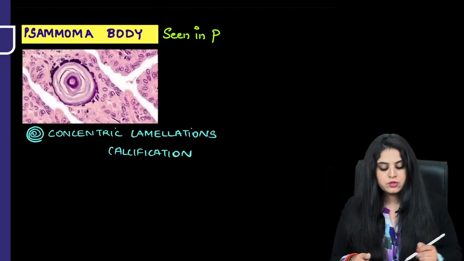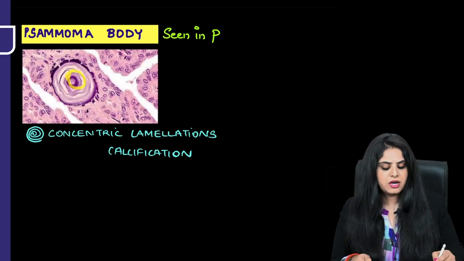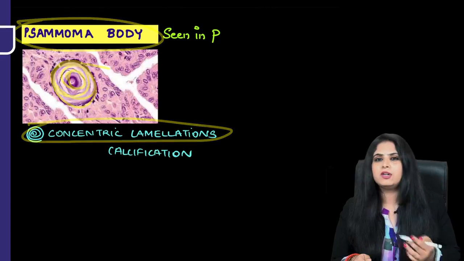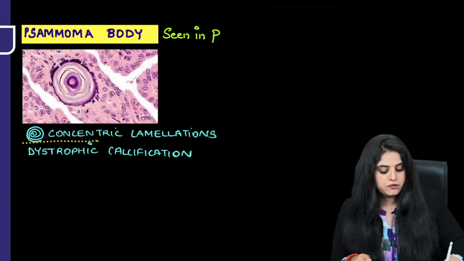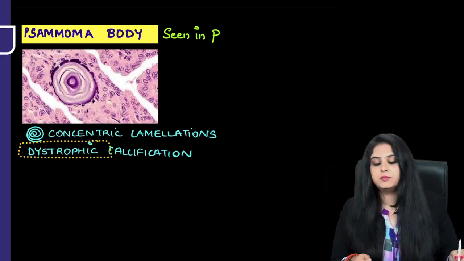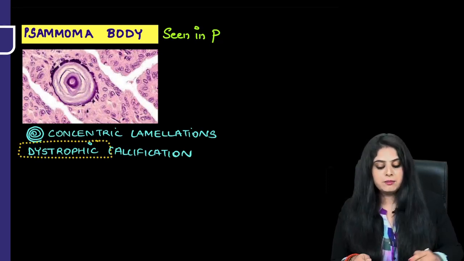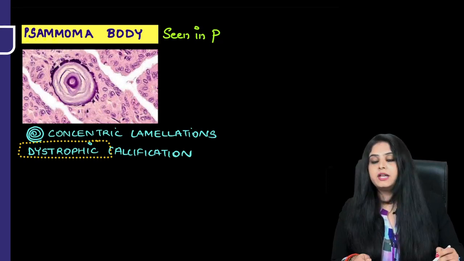Done. Let's move on to everyone's favorite, calcium. What is this round and round onion skin body? This round and round body is known as the psammoma body. But what kind of calcium is my question? This is a kind of dystrophic calcification. Very, very important. So where do you see it? Do you remember the mnemonic PSM square? When I'm talking about psammoma body, PSM square.